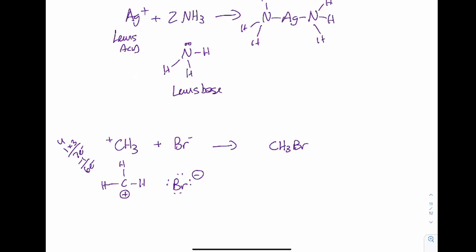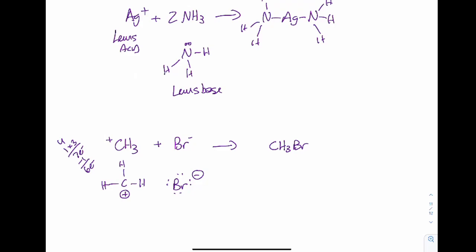It has those 3 bonds, which means it is sp2 hybridized. It does have an empty p orbital on it. And even if you didn't see that, hopefully you would notice that it is electron poor. It's not octet. I don't have any lone pairs on that carbon.